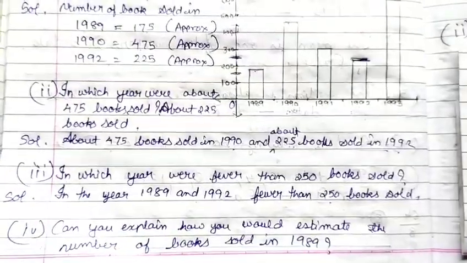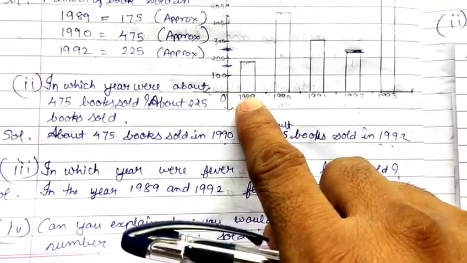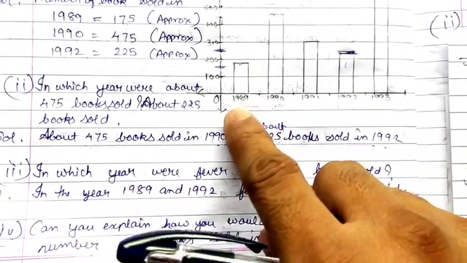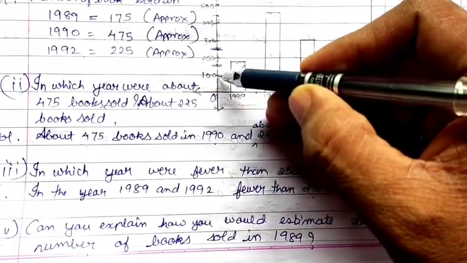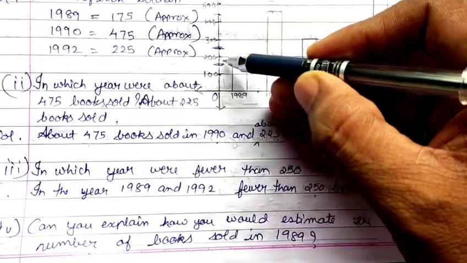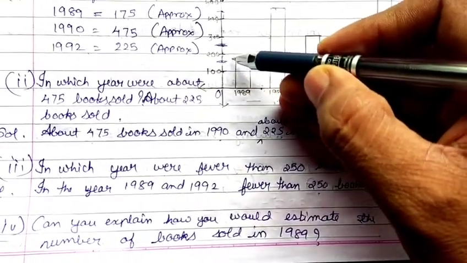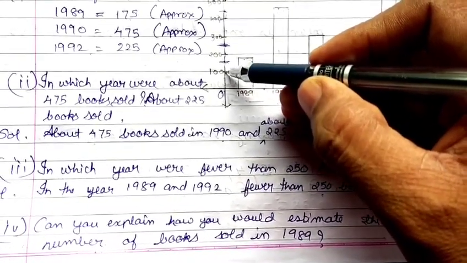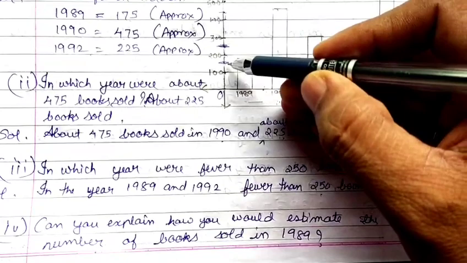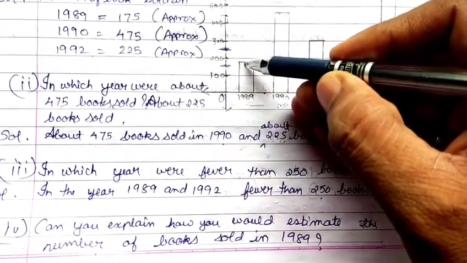Now, can you explain how you would estimate the number of books sold in 1989? Just now I explained that if the pillar goes till here, 1 centimeter equals 100 books, and 200 books means 2 centimeters. The pillar is between 100 and 200, and it is between 150 and 200, which means 175.